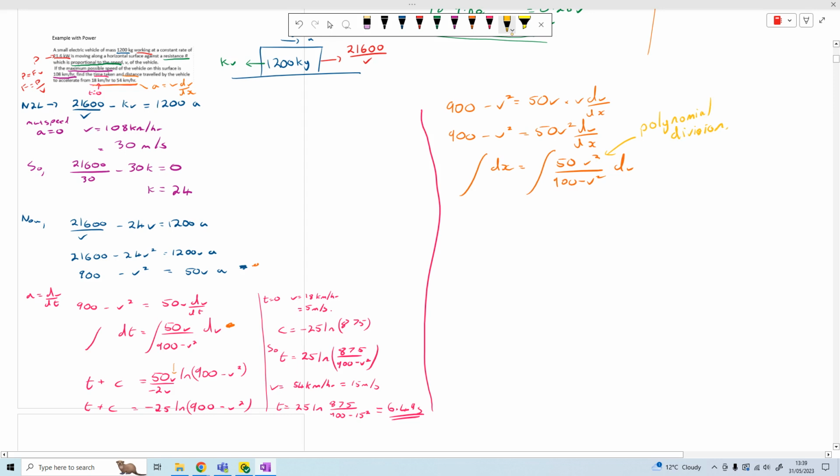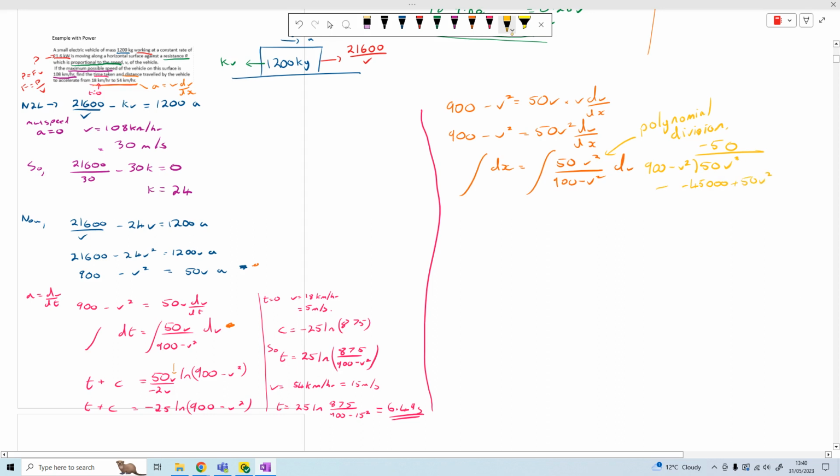Okay, so I'm going to do 50v squared divided by 900 minus v squared. I'm going to first do how many times minus v squared goes into 50v squared. It's going to go in minus 50 times. Okay, and I'm going to do minus 50 times all this. So minus 50 times 900 would be minus 45,000. And I've got minus v squared times this gives me a positive 50v squared.